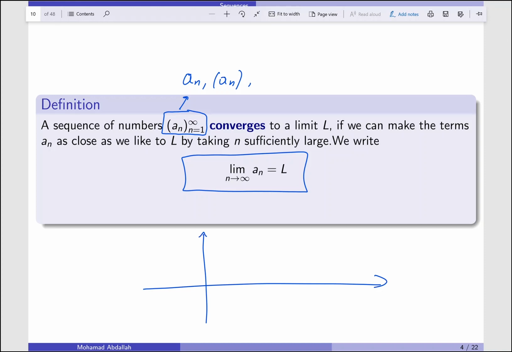let's say L is this number. Okay, let's say this is the level L. Now you can have terms of the sequence at the beginning going up, going down, going up, going down, and so on, because remember the terms of the sequence are just some numbers. But what I care about is that when n is sufficiently large, then I can see that the behavior of these numbers is very close to L. In this case, I say that the limit of a_n when n approaches infinity is equal to L.